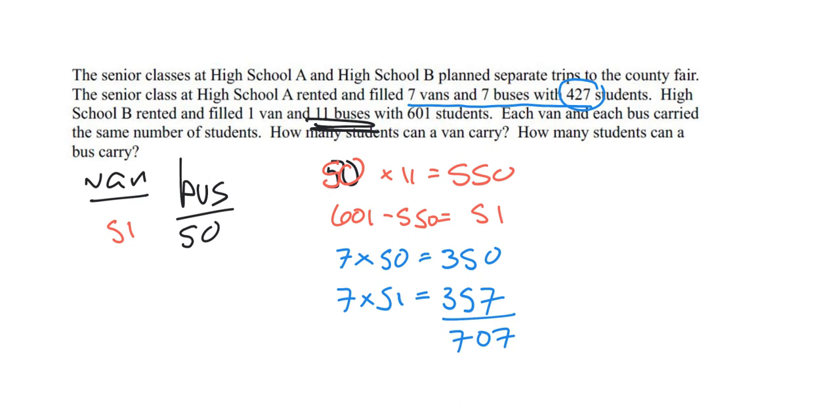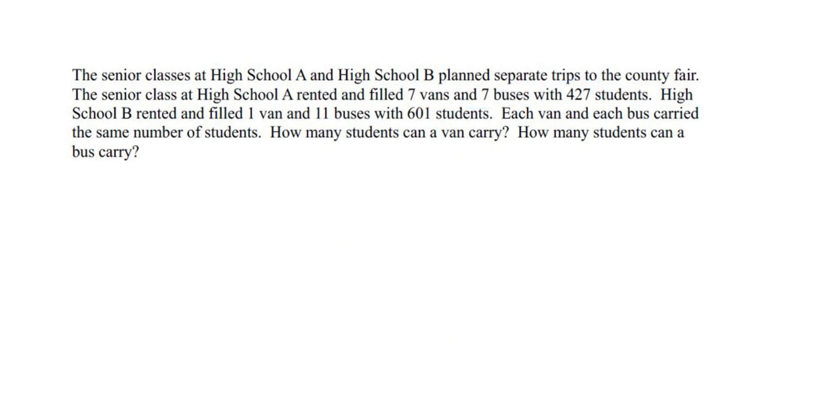Now, notice, however, that 707 is closer to 601. I mean, we didn't do the actual calculation before, but I could tell we were way, way off. But I think we're getting closer by picking a larger number for people on the bus. So I think we're headed in the right direction. So let's pick yet another larger number for the bus.